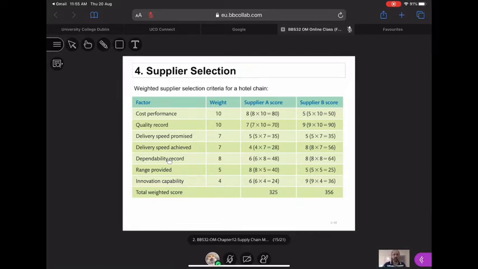And so on. Range provided means the range of supply that they have that I can buy from. Maybe I need to buy toilet paper, I need to buy broom, I need to buy mop. Do they have a huge range of products? And innovation capability basically means if I customize and ask them to do something for me, are they able to do it? Maybe on the toilet paper, I want to put my hotel logo. Or on the soap, I want to put my hotel logo. So are they able to innovate?